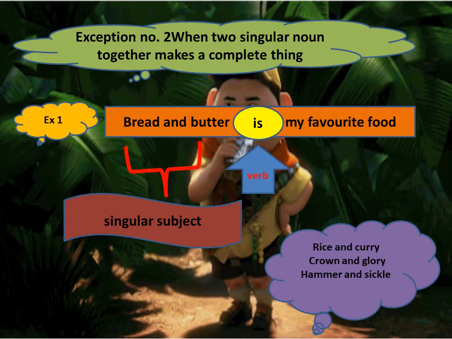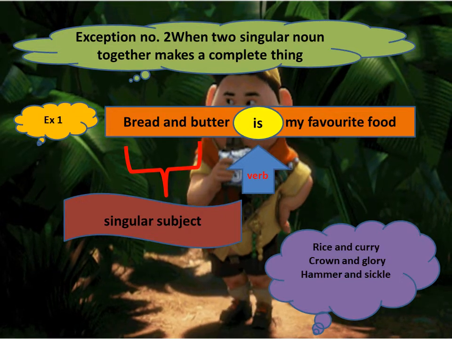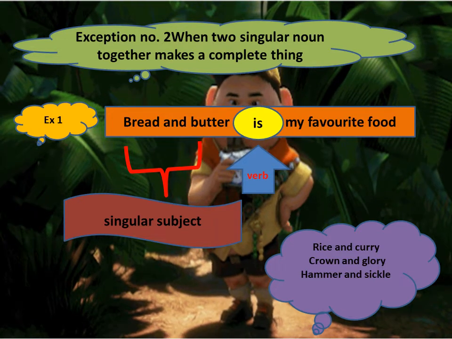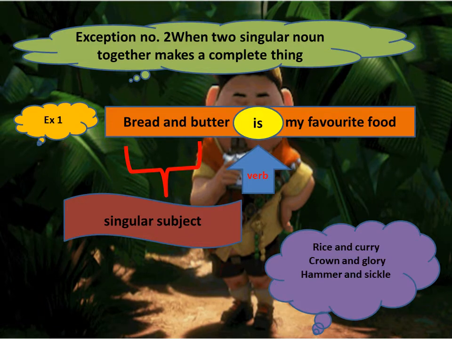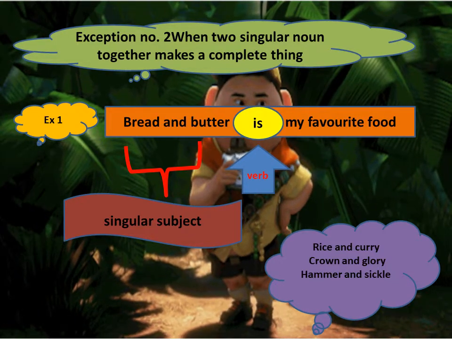That is why, when two singular nouns together make a complete thing, the verb along with it is always singular, because it acts as a singular subject.